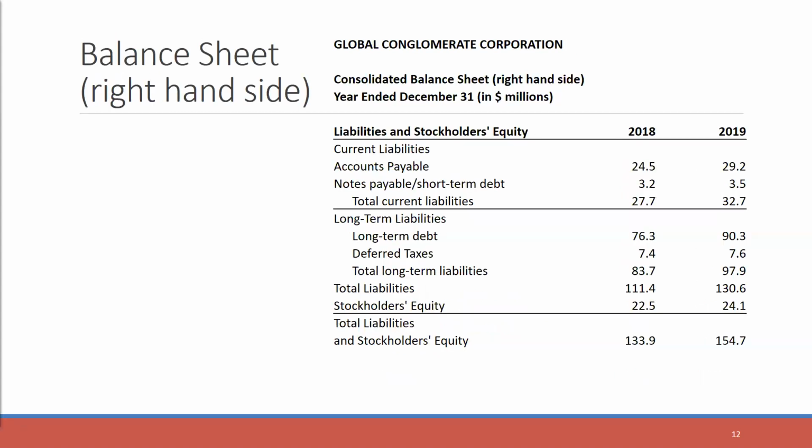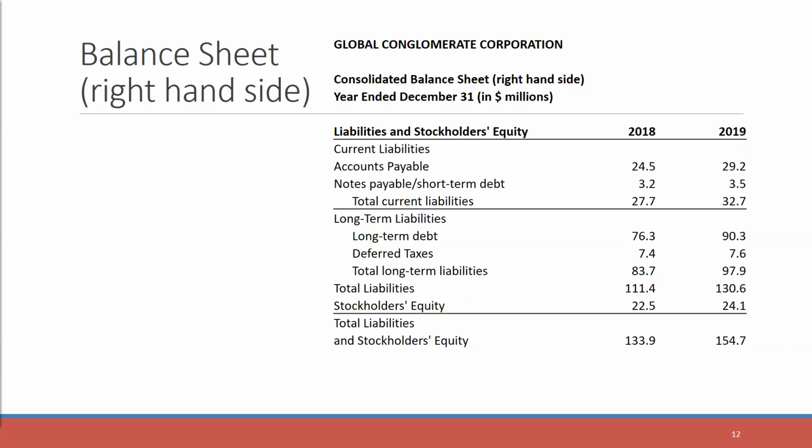Let's look at the other side. So this is the right-hand side of our balance sheet. You'll notice that we have our liabilities and our stockholders' equity. We've got our current liabilities, including our accounts payable. So this is our IOU to those that we've had services from. We'll think of this as closely related to our cost of goods sold. We also have notes payable and our short-term debt. Those are our total current liabilities.